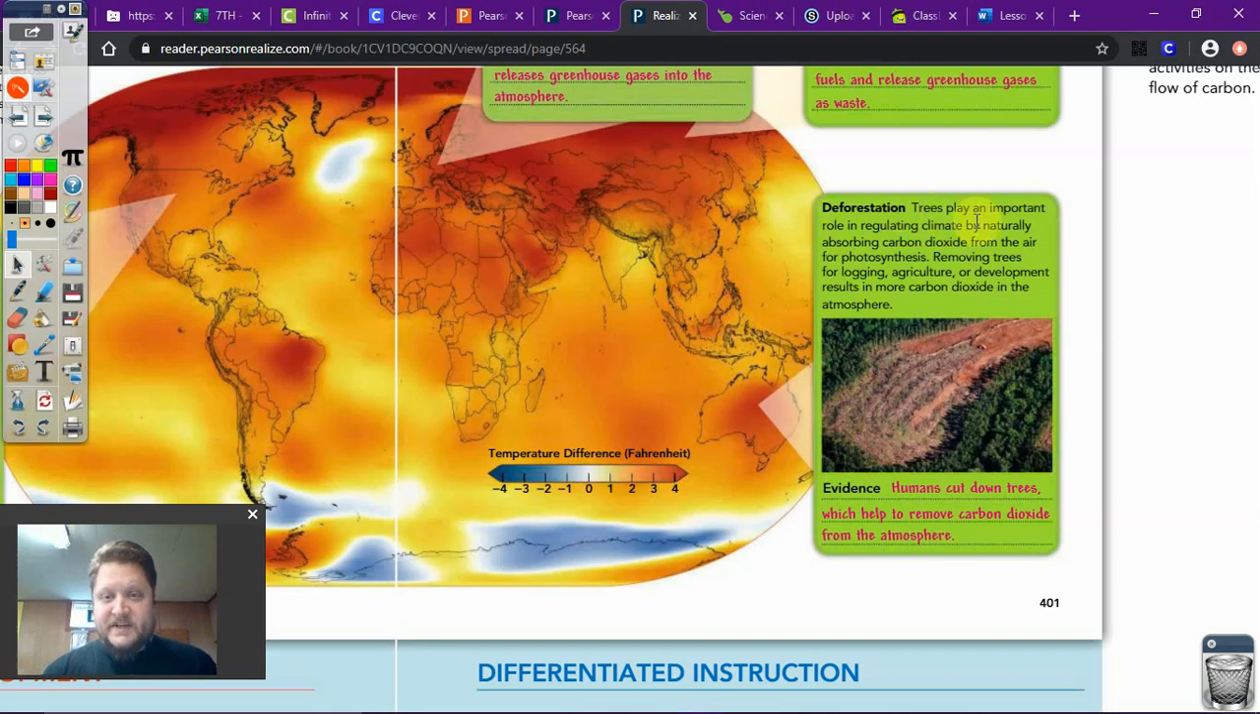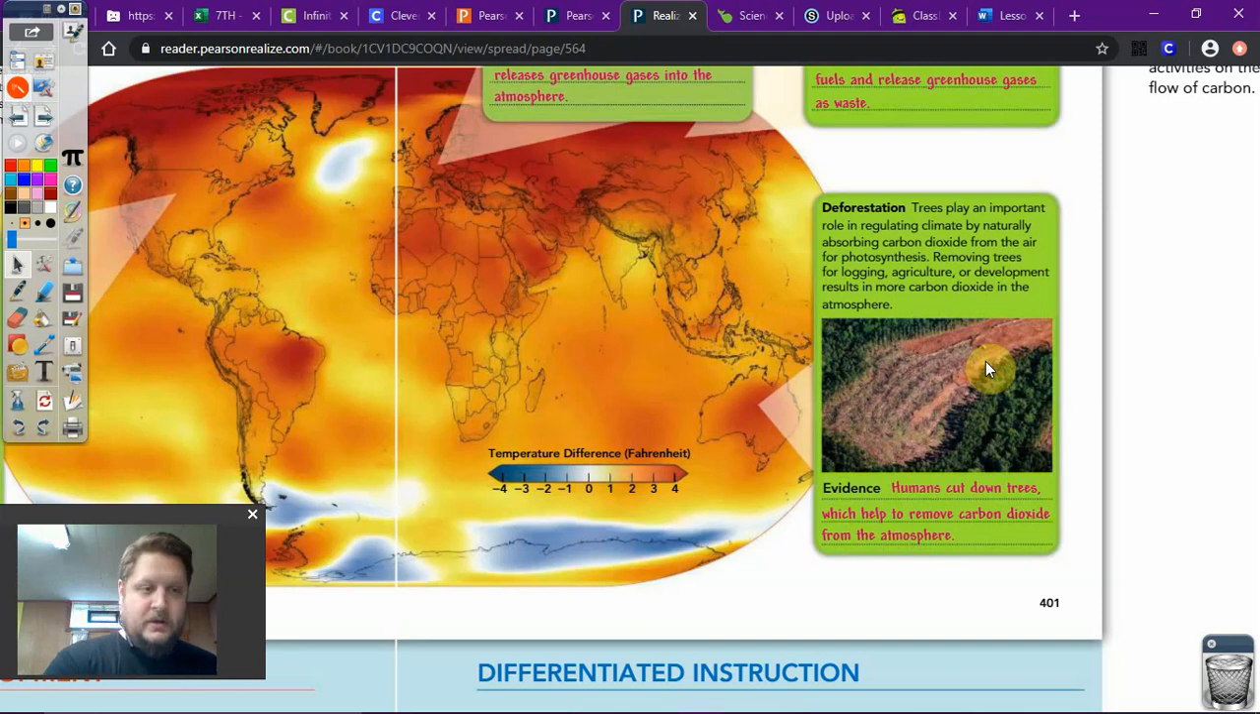Deforestation, right, is the next example they have here. I'm kind of just going clockwise. Deforestation, right? So we're cutting down massive amounts of trees in, for instance, the Amazon, all right, lots of rainforests, in order to make room for farming. By cutting down all those trees, right, trees take in carbon dioxide and they use it for their photosynthesis, right?